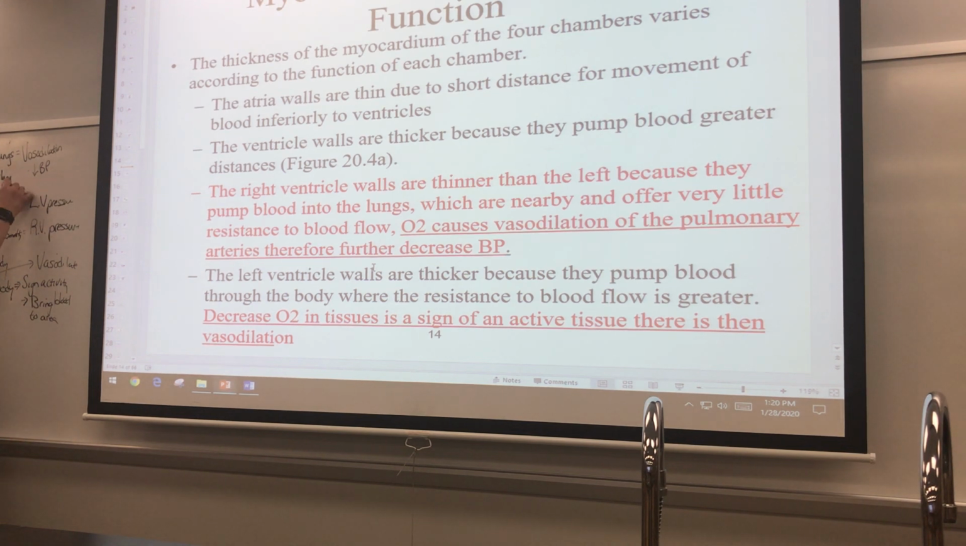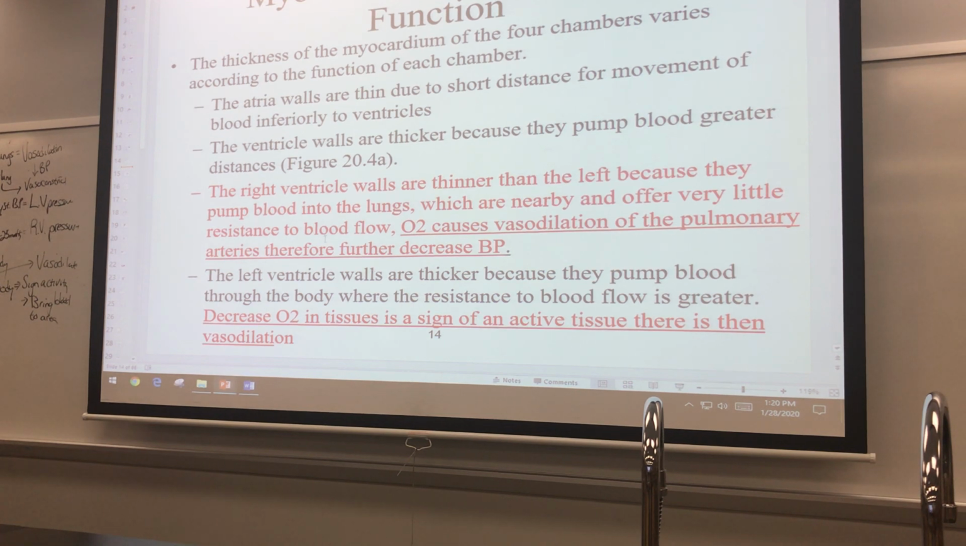Low oxygen in the lungs, you vasoconstrict. Why? No point bringing blood to an area of the lung that's got no oxygen. Why bring blood there? There's no oxygen anywhere. So you constrict that area so then you can detour it somewhere else.